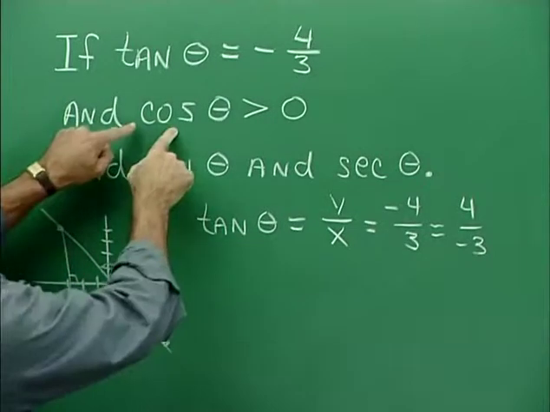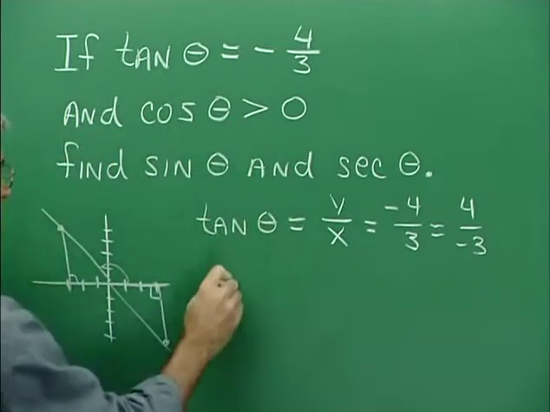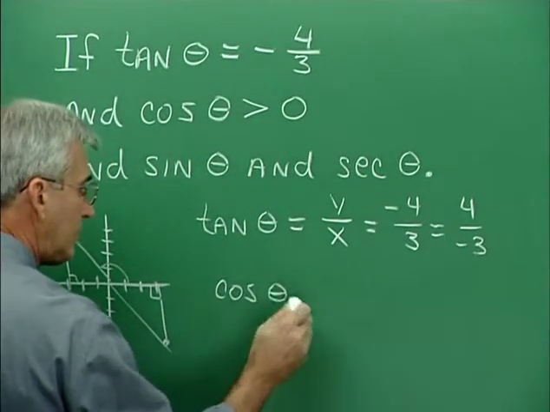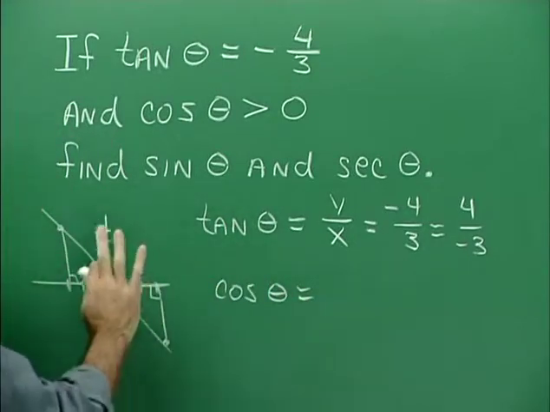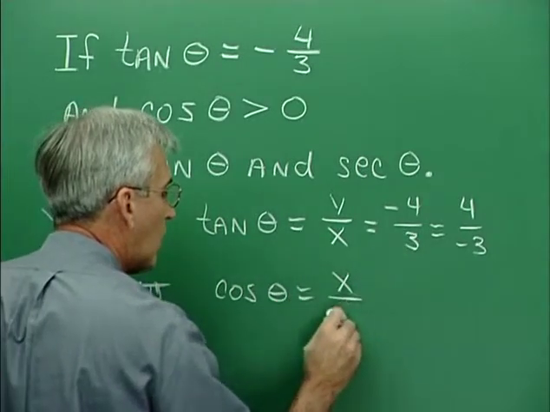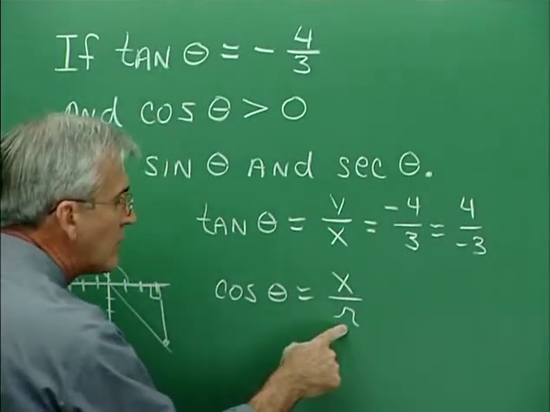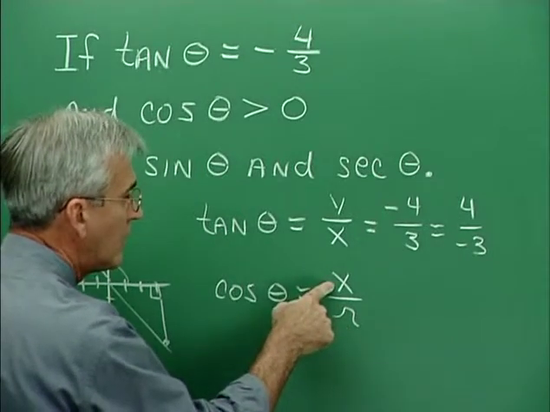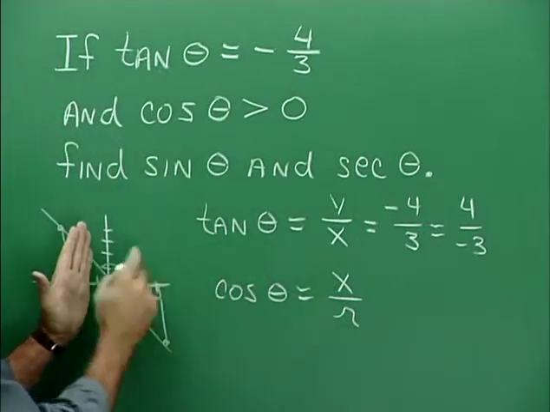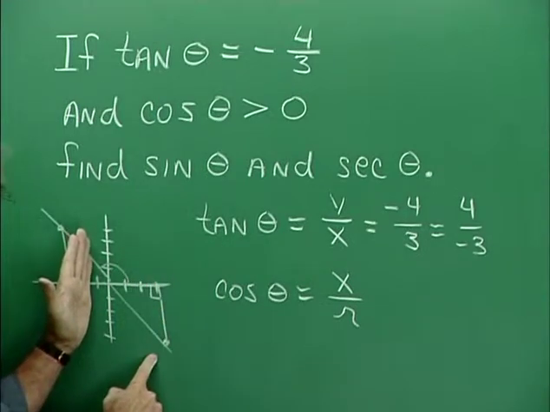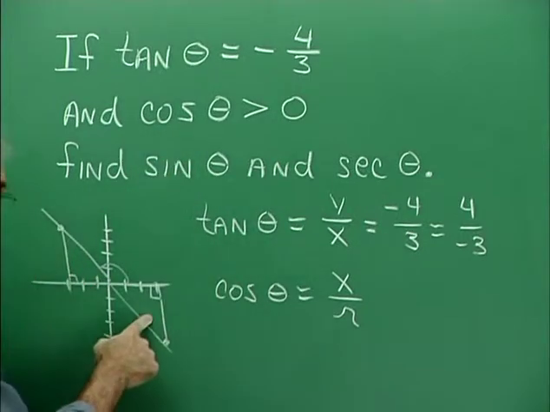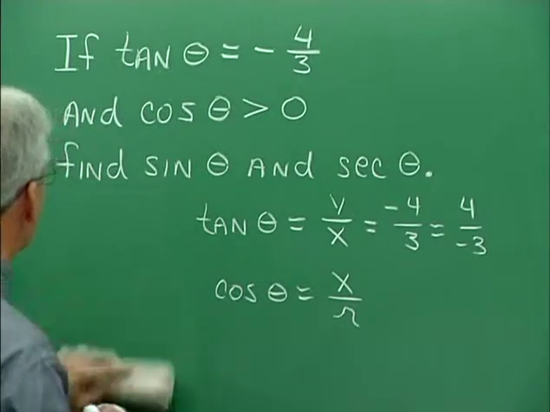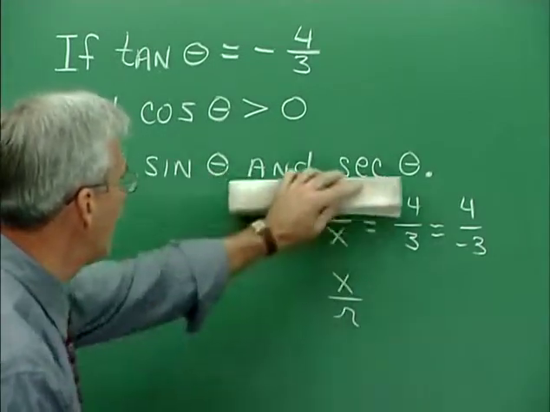Let's decide by looking at cosine. Cosine theta, remember, is adjacent over hypotenuse, but when we're talking about xy pairs here, it's x over r. We know that r is always positive, so in what quadrants would the x be positive? x is positive over here. That is, cosine theta is positive in these two quadrants. So to meet the constraints, we have this fourth quadrant situation going on. We have an x of 3 and a y of negative 4.